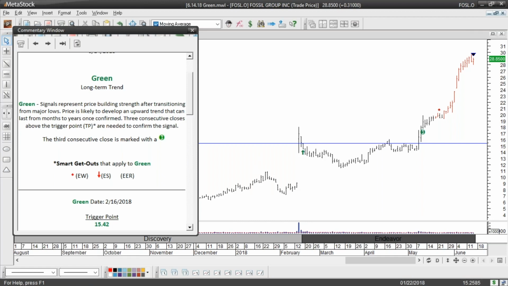Okay. Now, the third consecutive close is marked with a green 3. So you can either place the line on the chart or you can just wait until the green 3 icon occurs. When you scroll over it, we see green confirmed. That's how we know it's now safe to enter this trade.